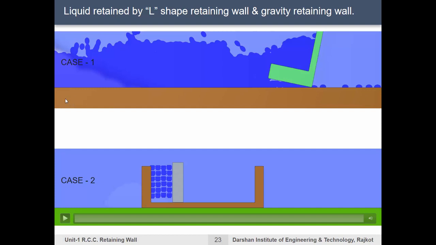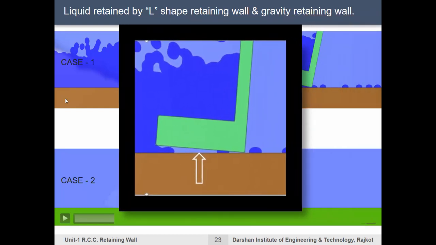I would like to repeat my statement again. The projected leg of an L-shaped retaining wall will generate a large lever arm, resulting in larger overturning moments due to the vertical seepage pressure, in addition to the horizontal pressure generated due to the vertical column of water. You can see this in our still photography also.